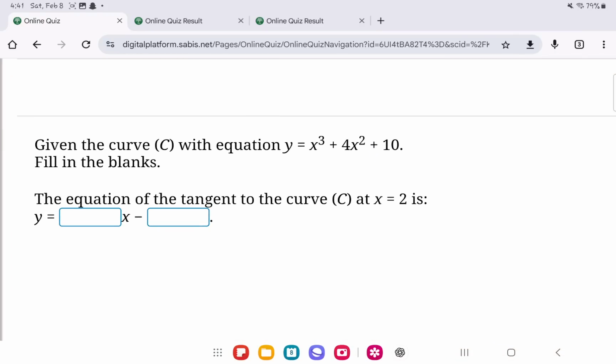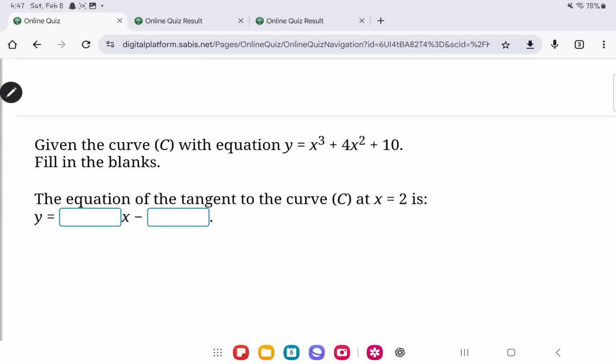Now we move on to question number 16, which is the last question. Given the curve C with equation y is equal to x to the power of 3 plus 4x to the power of 2 plus 10, fill in the blanks. The equation of the tangent to the curve C at the point x equal to 2. Very simply, they need the equation.